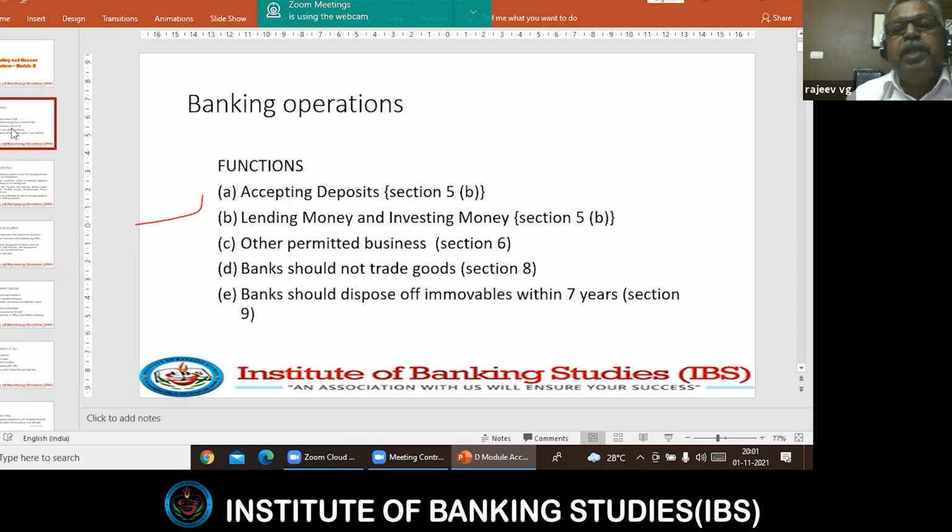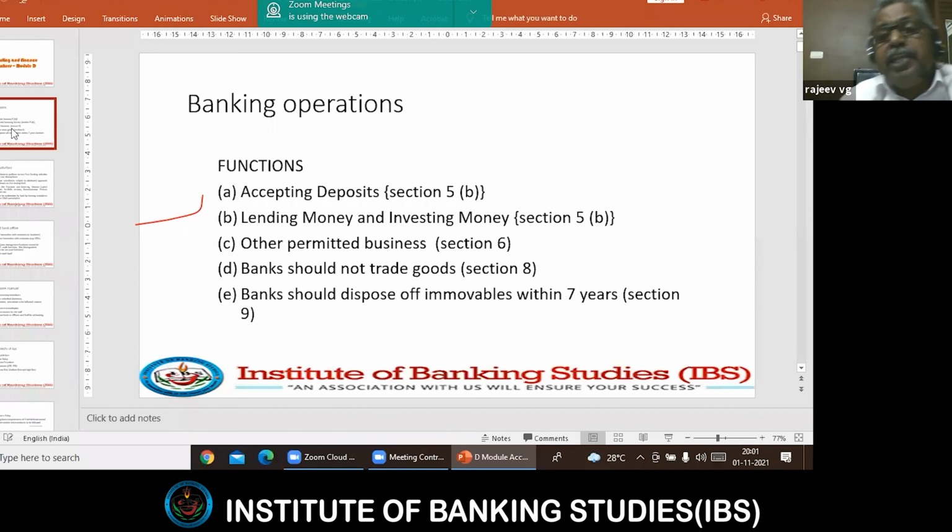That is the essence of the definition given in the Banking Regulation Act 1949. Actually, in 1949, when the act was enacted, it was known as the Banking Companies Act. In 1966, it was renamed the Banking Regulation Act. So Section 5B can be a question: where banking is defined, and as per which section it has been defined.